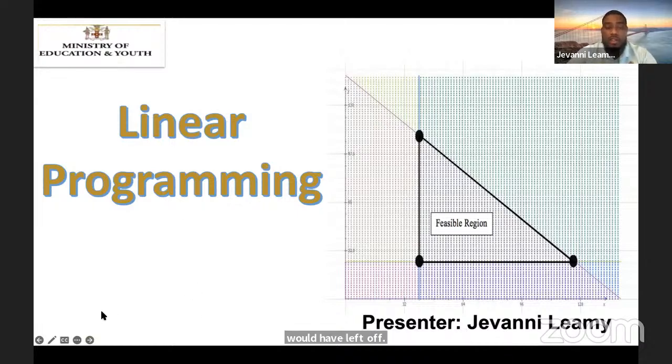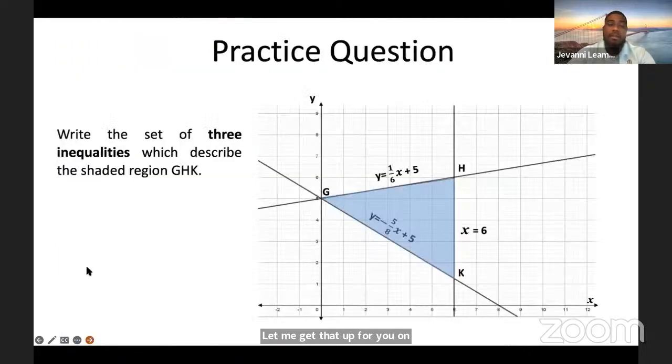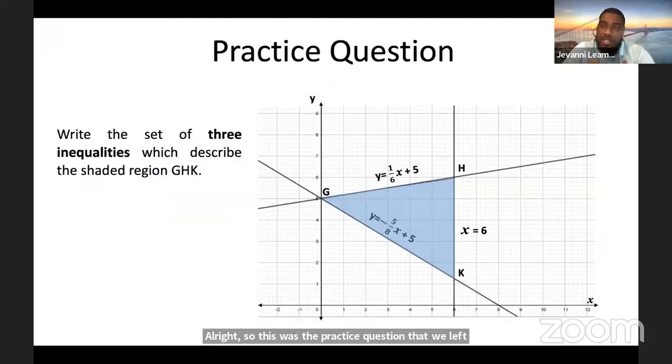So that question that I would have illustrated to everyone, that's the one that we're looking at. Let me get that up for you all. All right. So this was the practice question that we left with, and we want to complete this. So everyone is hearing me, right? If you can hear me, you can just say yes in the chat, as well as the school that you're coming from or currently attending.